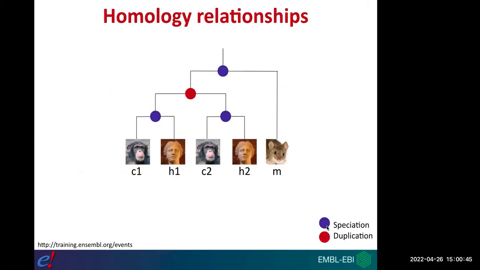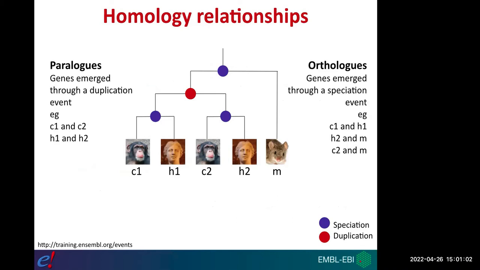So if we're thinking about a tree that we've produced, as I said, we use those to predict the homology relationships. I just have a small subtree here as an example to show you how we calculate the homology relationships. So homologs come in two main categories. We've got orthologs and paralogs. Orthologs are a pair of genes that have emerged through a speciation event. So they're two genes in two different species that have a shared common ancestor.